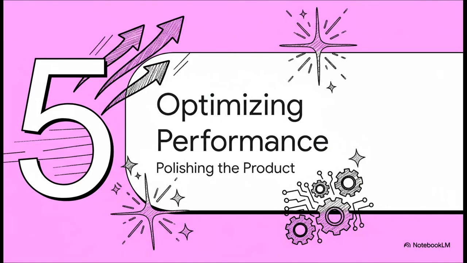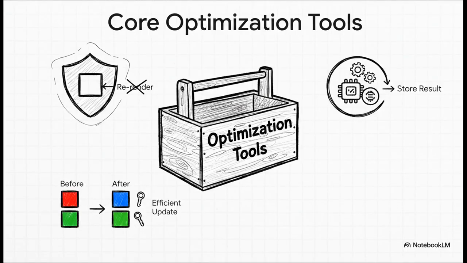Okay, we've made it. Our app works, it's got pages, it's managing data, it's well-structured. But are we done? Not quite. Now comes the final, crucial step: polishing. We need to make sure our app isn't just functional, but that it's fast, efficient, and can handle errors gracefully. It's all about optimizing for that peak performance. And React gives us a whole suite of tools to do just that.